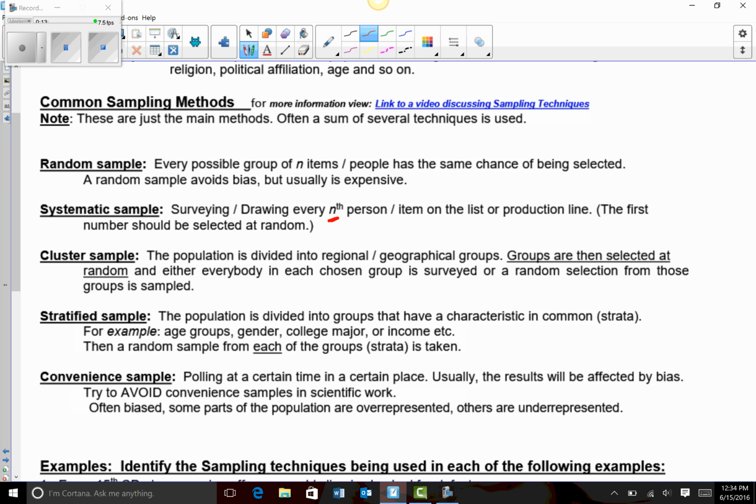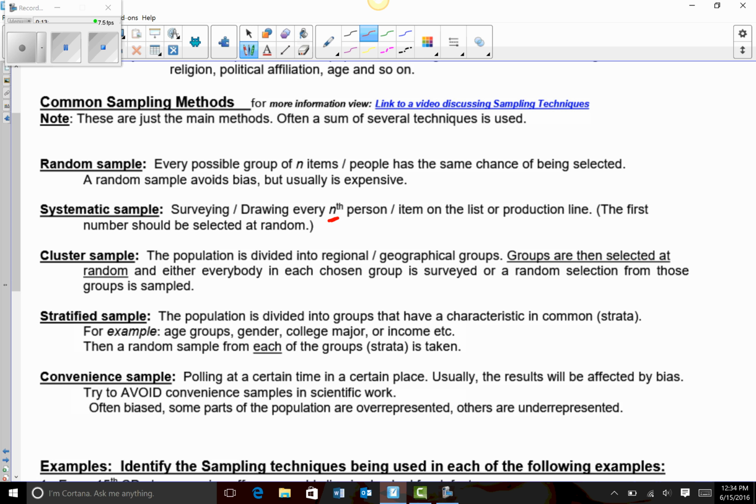So stratified is your next one, and that's whenever your population is divided among characteristics that they share. You can maybe be looking at age groups, gender, college major, and then essentially you take a random sample from each of those characteristics. So let's say, for example, we grouped our high school students together by class. So we've got our freshmen, sophomores, juniors, and seniors, and then we asked them about their post-graduation plans.